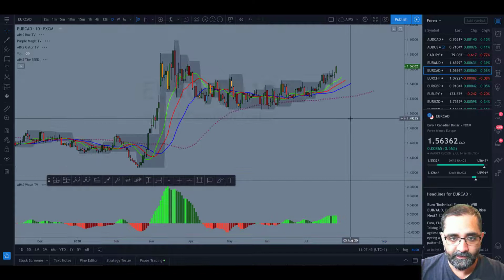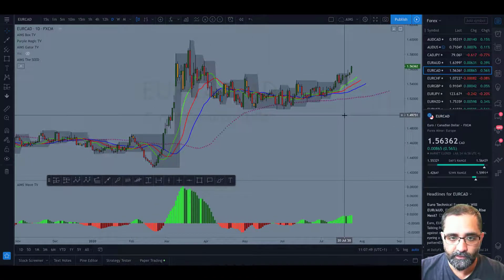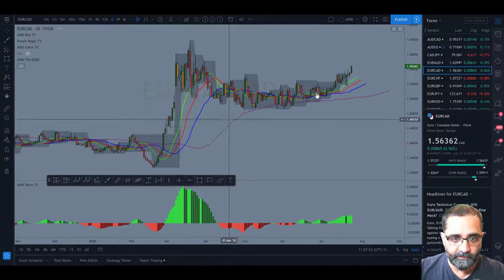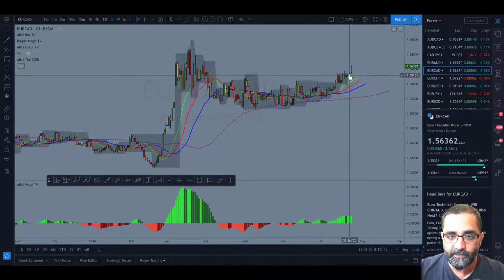Now let's have a look at the Euro Cad. Because we know that the euros are moving, this pair actually broke out here, retested the levels. As you can see, it retested this level on this candle and then retested it again. So this itself is what we call the PC cherry signal. This was the PC cherry.